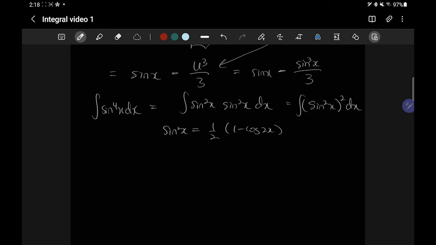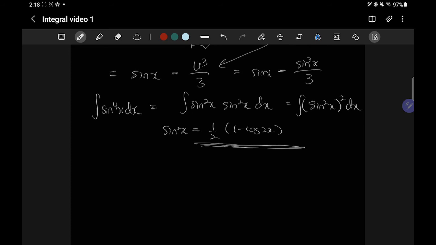Now, how do you know this is the identity we want to use for this problem? Well, as you can see, because we don't have another cosine x term in front of sine squared x squared, or another sine x term in front of it, we cannot use the substitution method because there's no du in this problem.